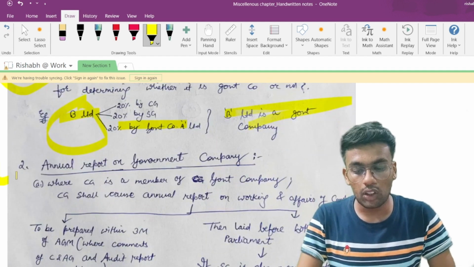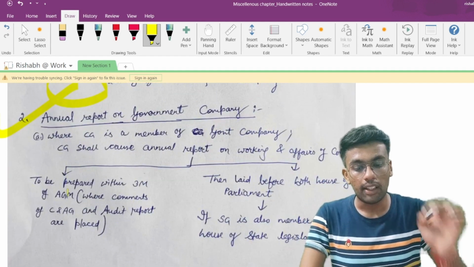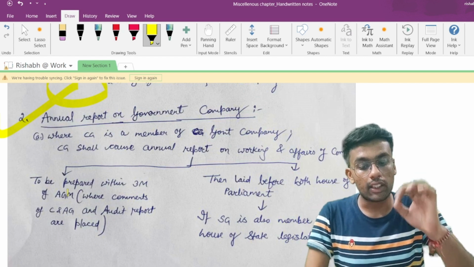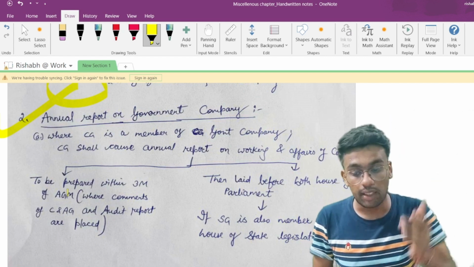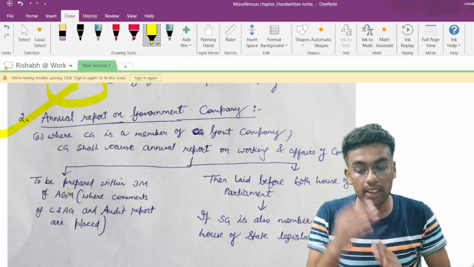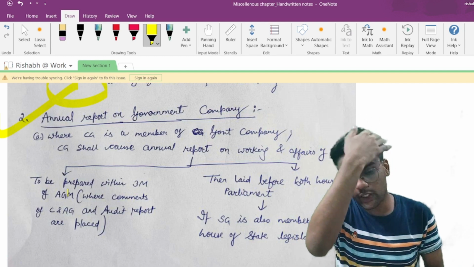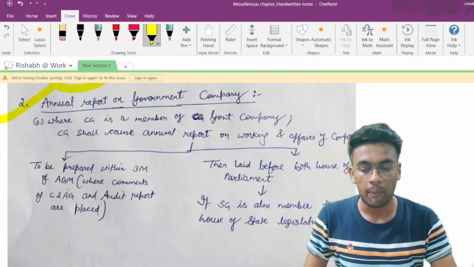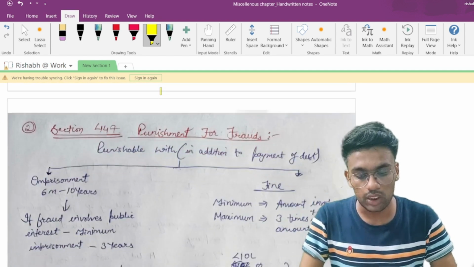Now, annual report on government company: where the central government is a member of a government company, the central government shall cause an annual report on the working and affairs of the company to be prepared within 3 months of the annual general meeting, and it should be laid before both the houses of parliament. This is what the provisions of government company look like.